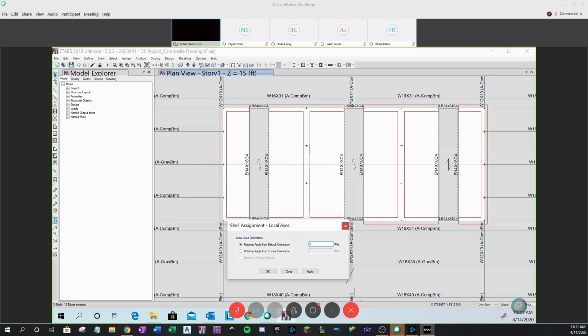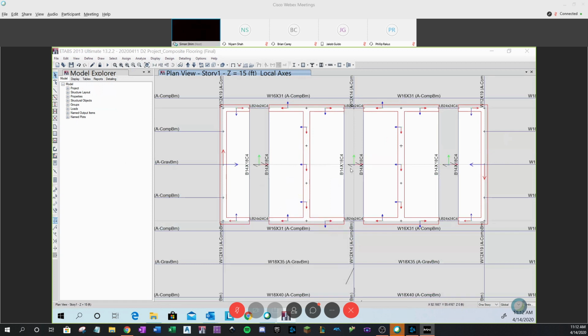So in this case we have to rotate 90 degrees. Let me see. It depends on our local axis. Okay, so you could see this. I rotate that local axis such that the one-way load is defined as flowing in the short direction. So any loads on top of this slab most likely flow in the short direction.